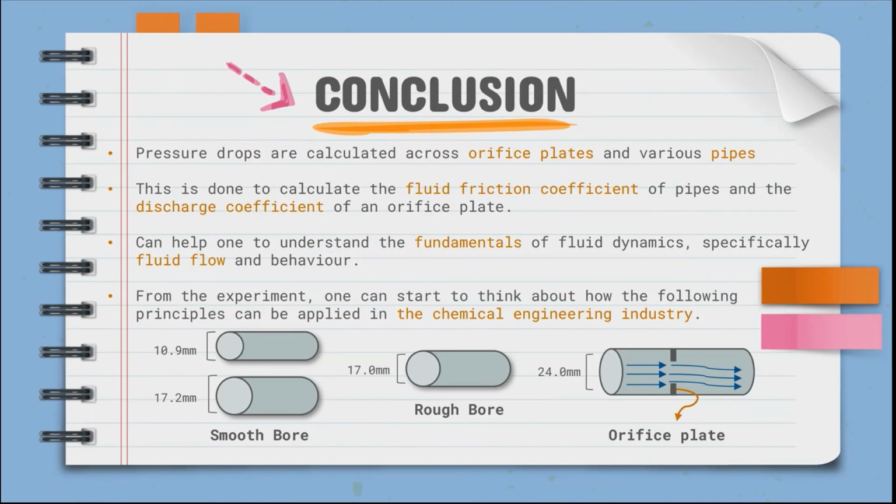To conclude, pressure drops are calculated across orifice plates and various pipes. This is done to calculate the fluid friction coefficient of pipes and the discharge coefficient of an orifice plate. It can help one to understand the fundamentals of fluid dynamics, specifically fluid flow and behavior. From the experiment, one can start to think about how the following principles can be applied in the chemical engineering industry.